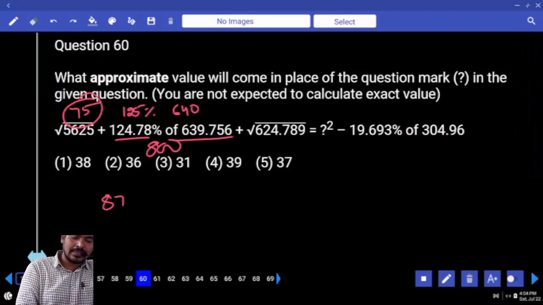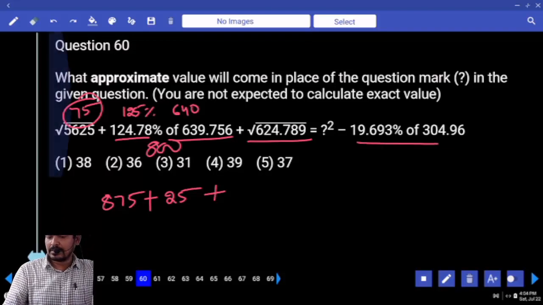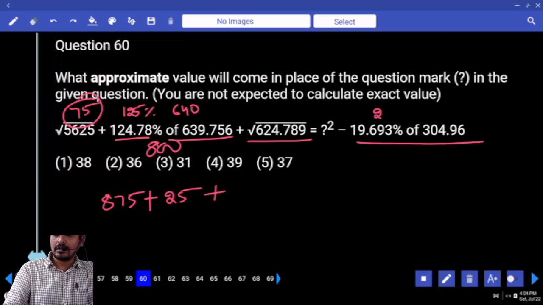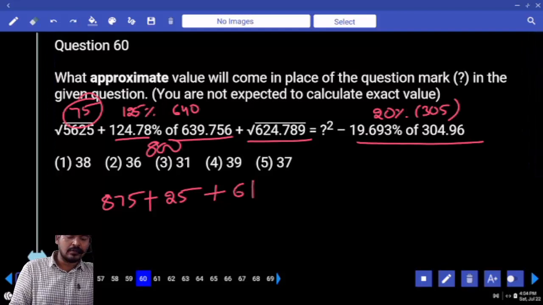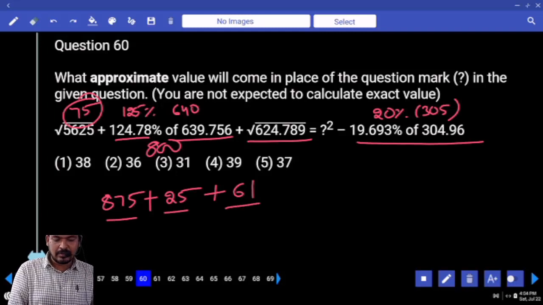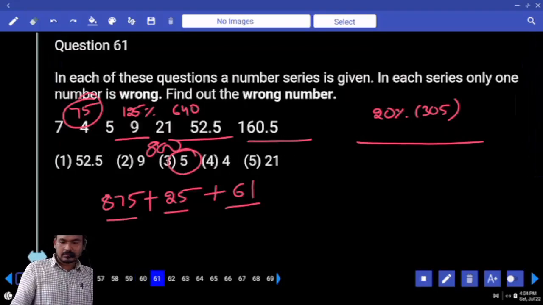Total it is 875. Square root of 625 means it is also 25 plus 20% of which one? 305. What is the 10%? 30.5. 20%? 61. 875 plus 25, 900 plus 61 means 960. Which one square? 31 square.